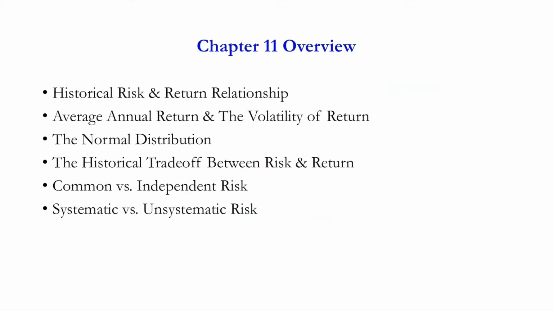After that, we are going to talk about the historical trade-off between risk and return, and we are going to learn more about different types of risk. We are going to learn common versus independent risk, and we are going to relate systematic versus unsystematic risk to common and independent risk. We want to see whether investors should be compensated for taking all types of risk or only certain types of risks.